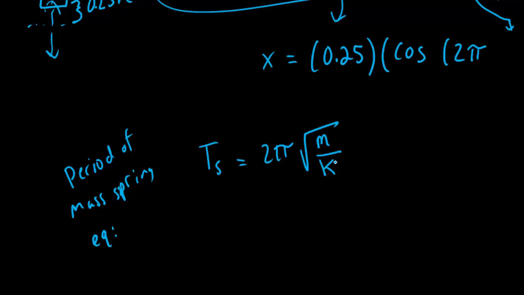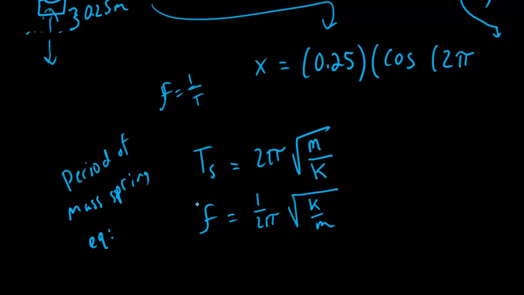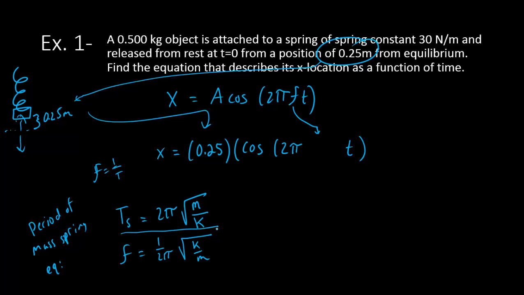Now frequency is, of course, the inverse of the period. So my frequency is just 1 over the period, and I need to take the reciprocal of this entire quantity. When I take the reciprocal of 2 pi, I get 1 over 2 pi. And when I take the reciprocal of this square root function, we're just going to flip around k and m, so we get k over m.